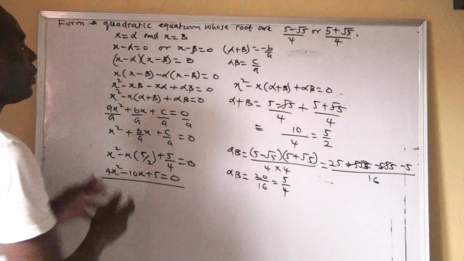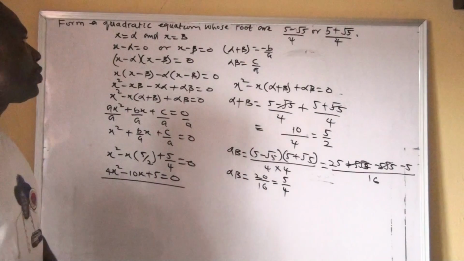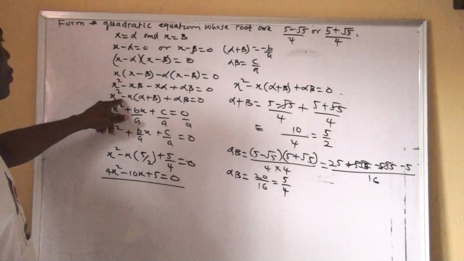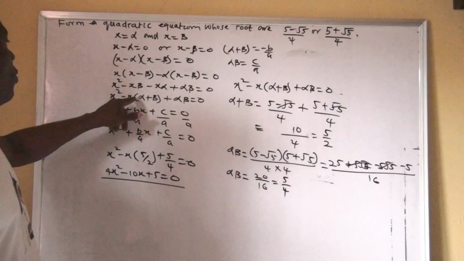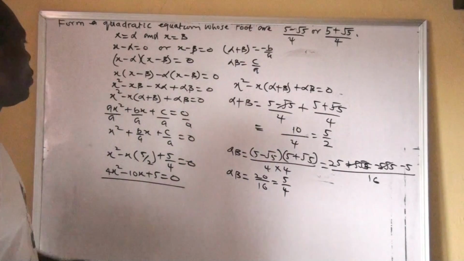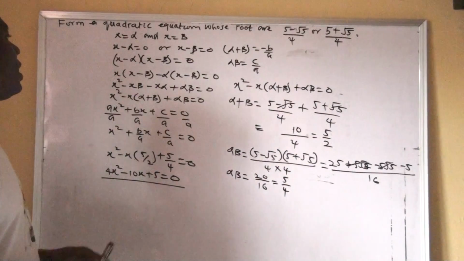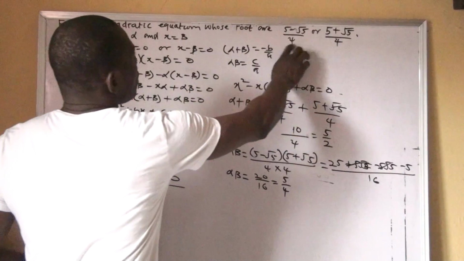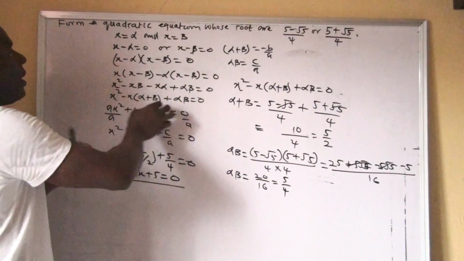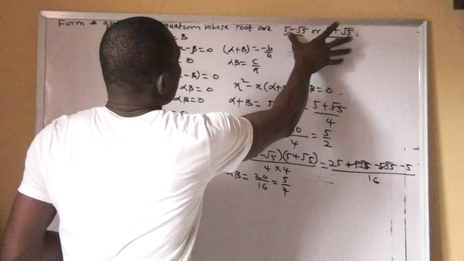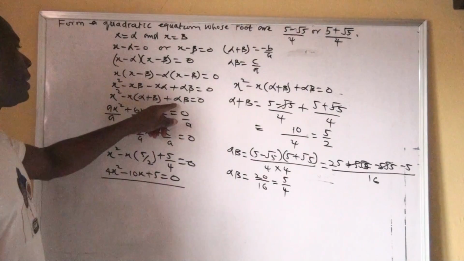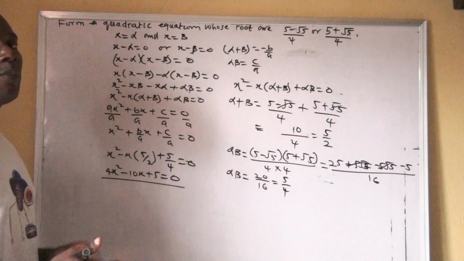So this is how to derive it. It's very easy. What you need to know is x squared minus x(alpha plus beta) plus alpha beta equals 0. After establishing this, you find the sum of the roots by adding them together, and the result obtained is what you will fix here. Then you find the product by multiplying the two roots given. Then you insert it in this formula and simplify.